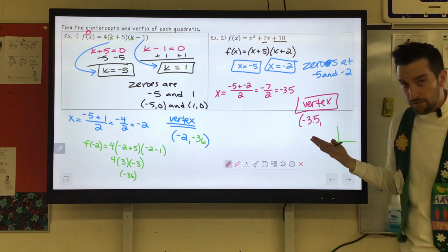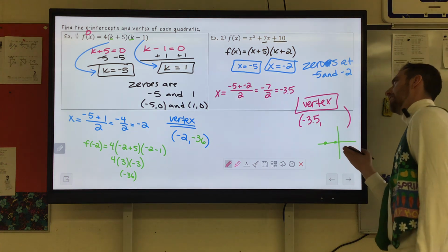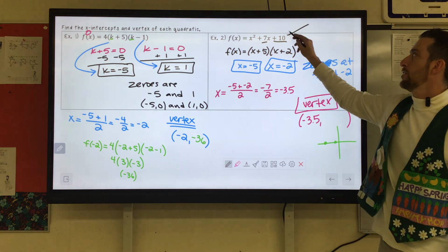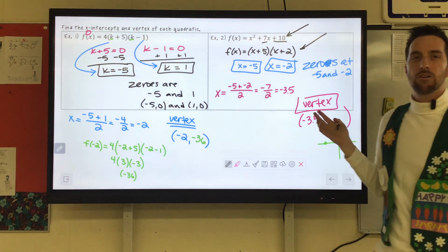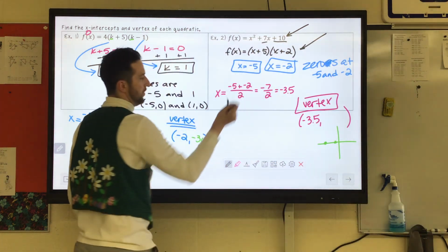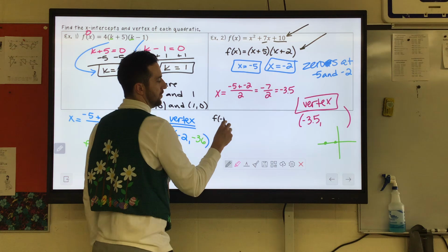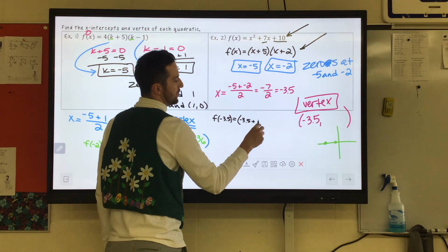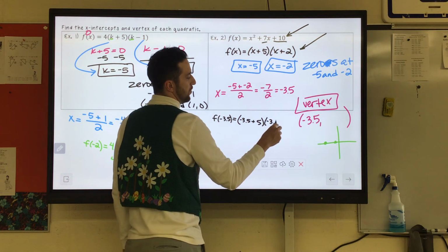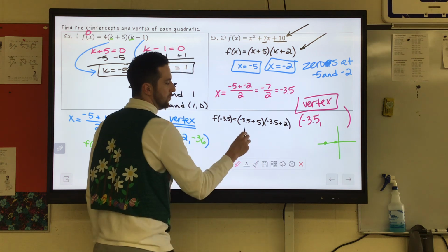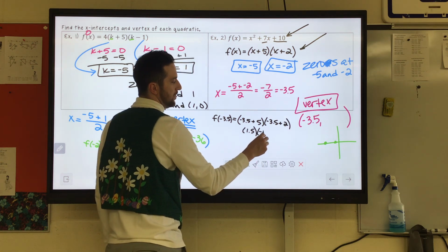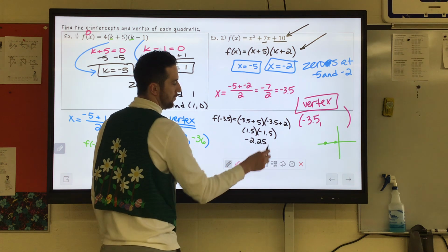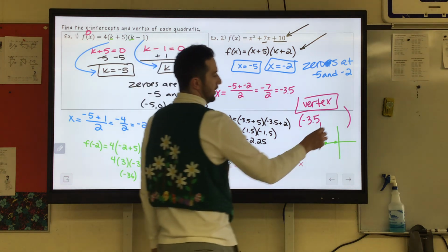To figure out the y of the vertex, this is where we have to substitute that negative 3.5 back in and solve it. Now, it doesn't matter if you go with the original equation or the factored equation. It works out the same way. Let's just go with the factored equation. So we're going to be putting in negative 3.5 for those x's. So we'll have negative 3.5 plus 5 times negative 3.5 plus 2. This comes out to 1.5 times negative 1.5, which I believe is negative 2.25. So that would be the y-coordinate.